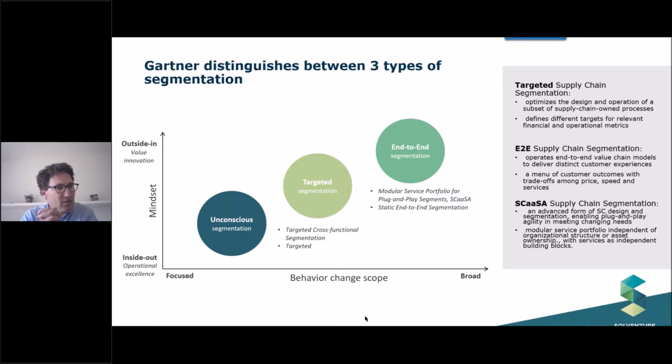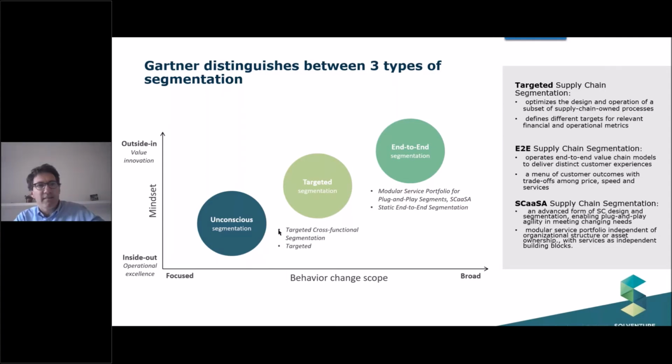That is also the way that Gartner is actually describing segmentation. In fact, they talk about 3 different types. In reality, they even talk about 5 different types, but they distinguish those 3 and have then somewhat more detail. Briefly going to explain it, they have what they call the behavior change scope. Am I focused in terms of functional domain, or do I look at a broad functional area? Am I looking inside out, is the other axis, versus outside in?